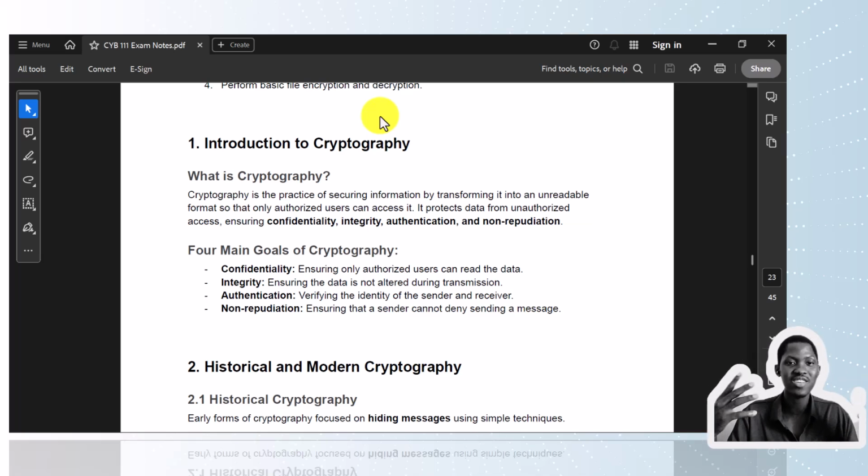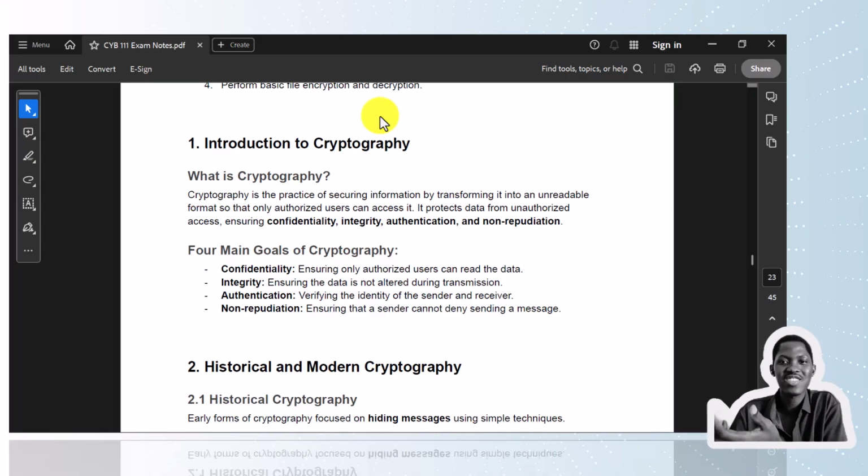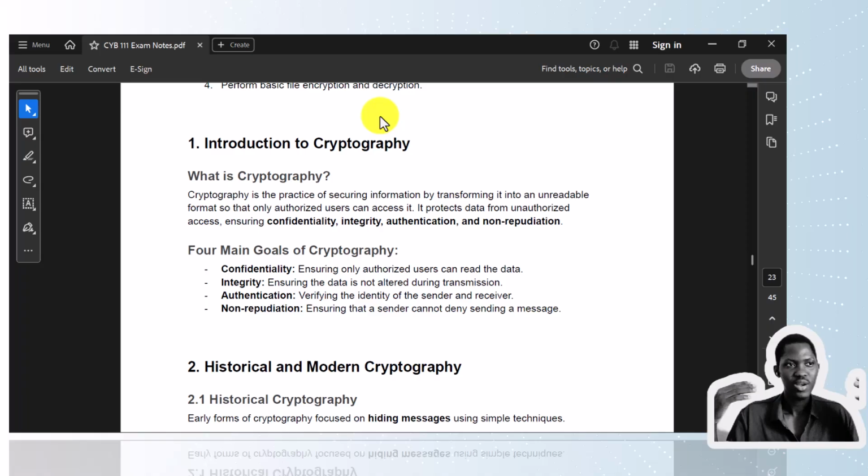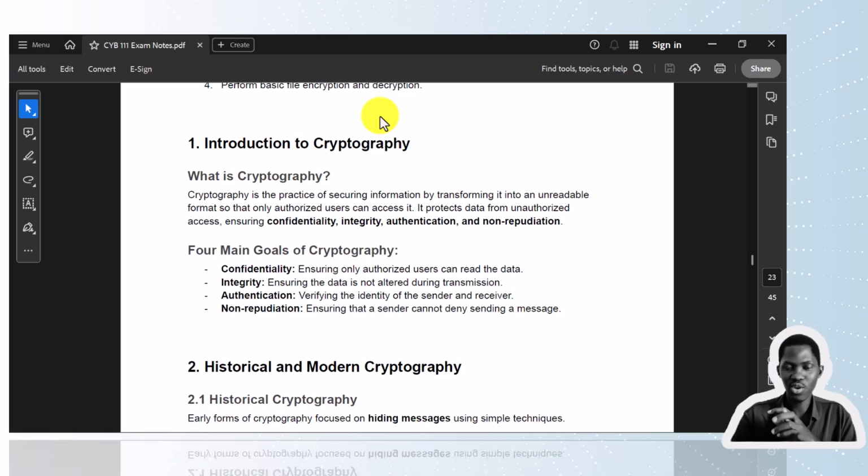When an unauthorized user accesses it, if they are able to, they will only get the unreadable format, which is going to be useless to them. This protects data from unauthorized access. If you don't have the way of transforming it back to the readable format, it's just useless to you. And this helps us ensure confidentiality, integrity, authentication, and non-repudiation. The only thing cryptography does not help us with is availability. You know the CIA triad now: confidentiality, integrity, and availability.